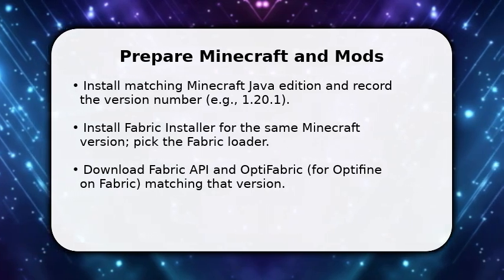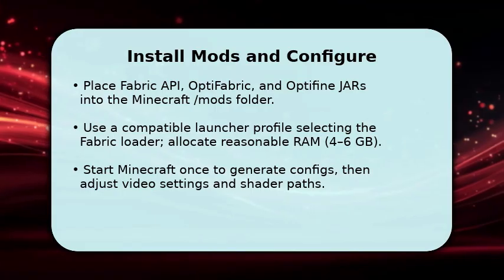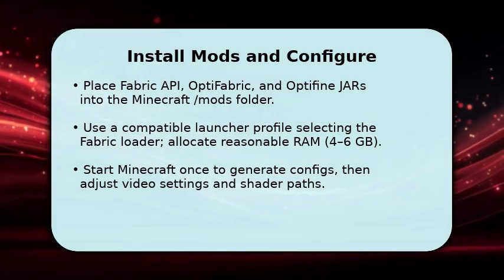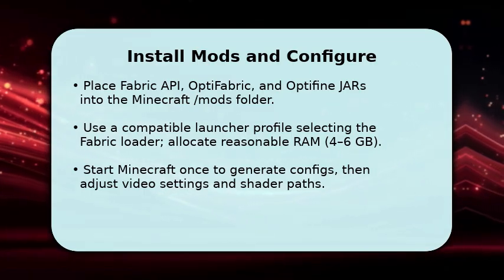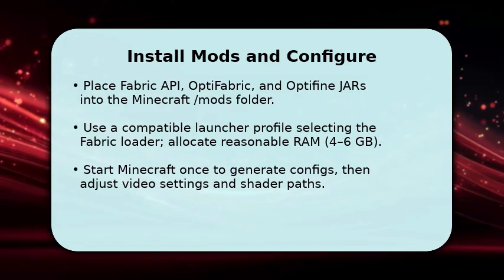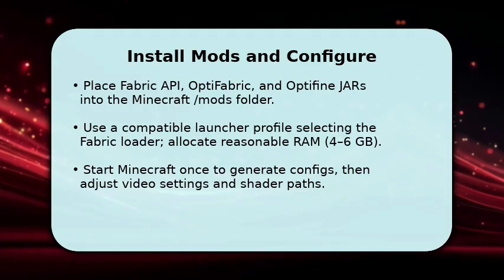You now install. Open your Minecraft folder and drop Fabric API, OptiFabric, and the Optifine JAR into /mods. Then create or select a launcher profile running the Fabric Loader and allocate enough RAM, typically 4 to 6 gigabytes, so shaders and mods run smoothly.